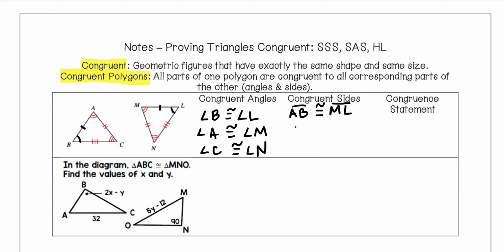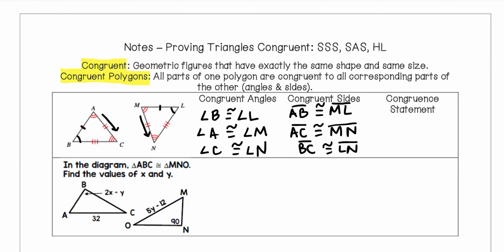Again, with our tick marks, we look for the one that has two, so I'm going to say AC is congruent to the one that has two tick marks on the other triangle. From A to C, I'm going from two arcs to three arcs, so M to N in the other triangle. Our last congruent side would be BC, which is one to three arcs, so I'm starting with L going down to N. So these are all my congruent sides.